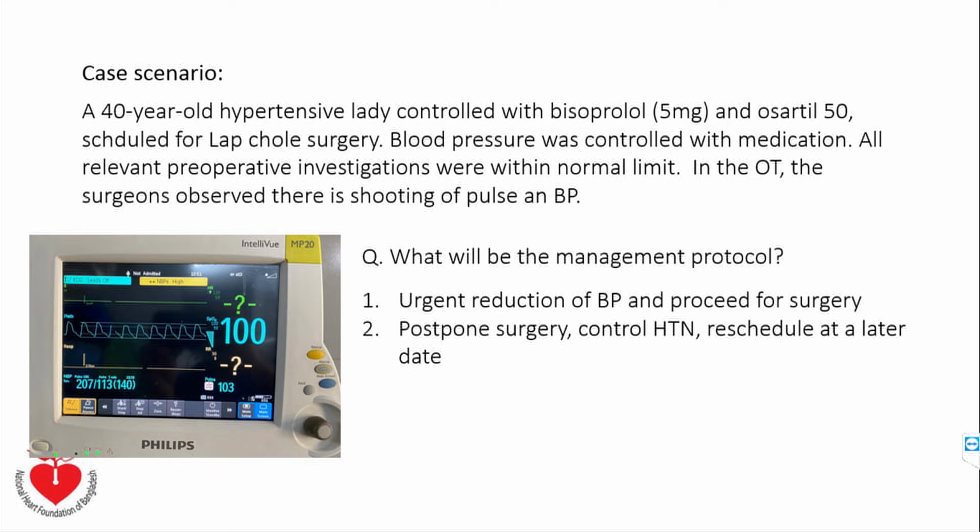Should the patient have an urgent reduction of blood pressure and proceed to surgery, or postpone surgery, control the hypertension, and reschedule for a later date? To me, the second option is the best option: postpone surgery, control the hypertension, and reschedule for the next date, because the pressure is high and the patient has tachycardia.